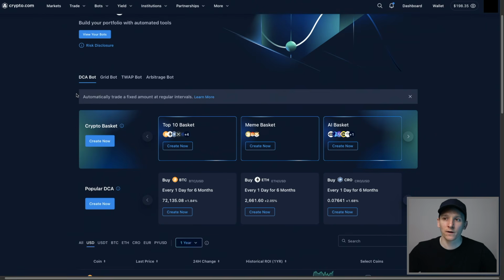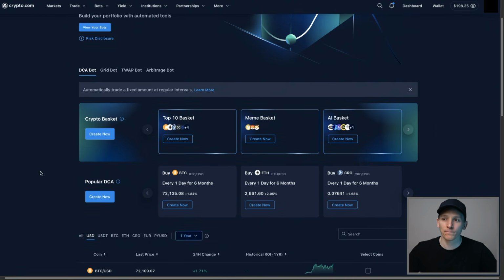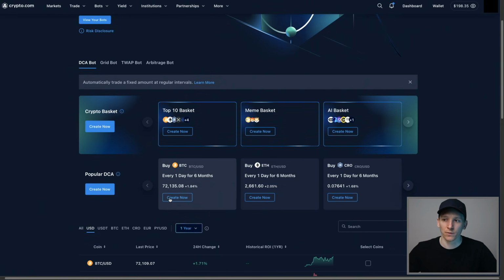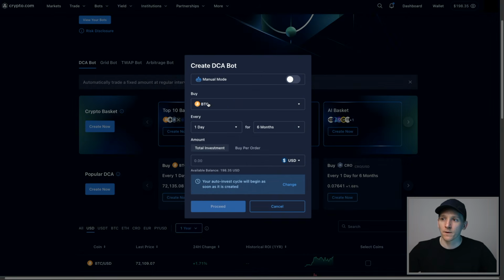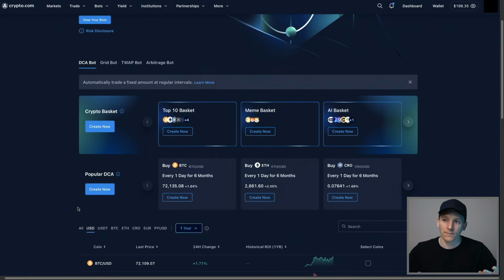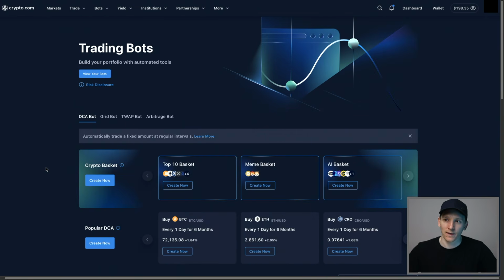There are a few good ones here. DCA bot, dollar cost average bot. So we can go and just automate daily or weekly purchases for the assets we want to trade. So for Bitcoin, as an example, create now, we can buy Bitcoin once a week for 6 months, and the total investment, $1,000. That will split that $1,000 up against once a week for 6 months, or you can do per order, maybe $100 an order. You can proceed with that. It's just going to automate that for you. It might be easier than just doing it manually, but that's up to you.